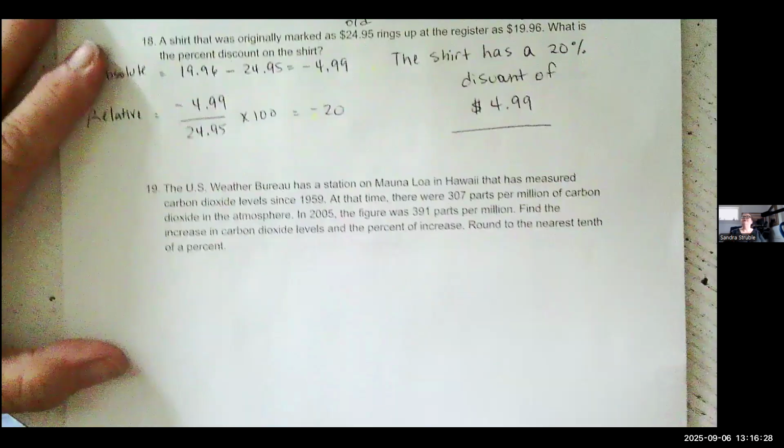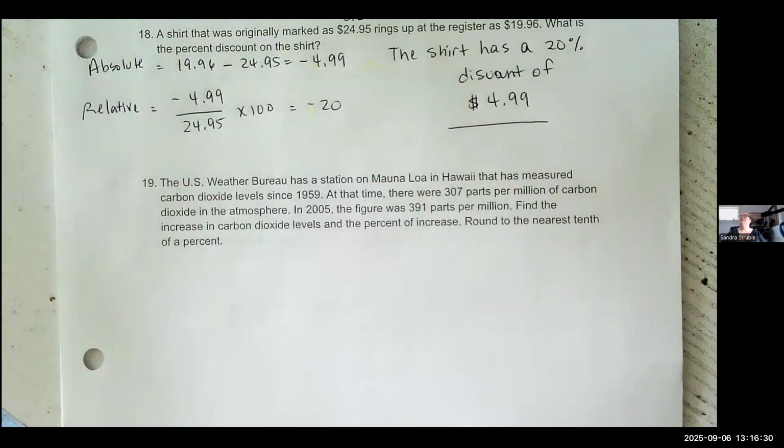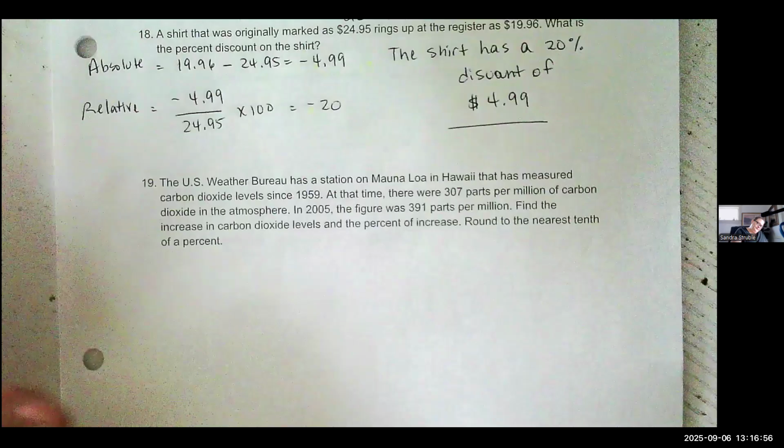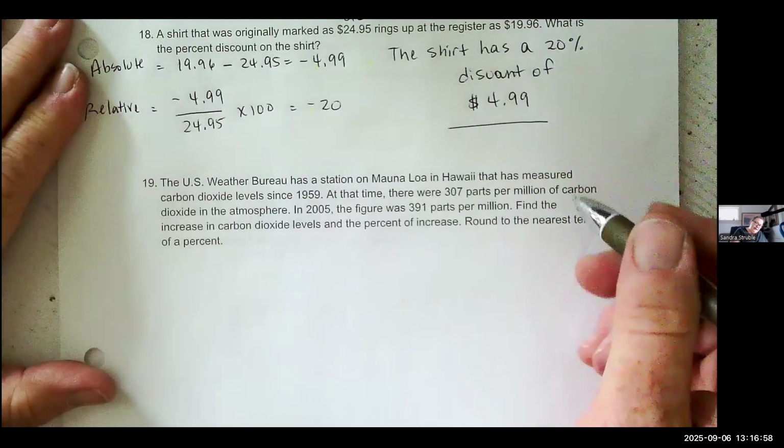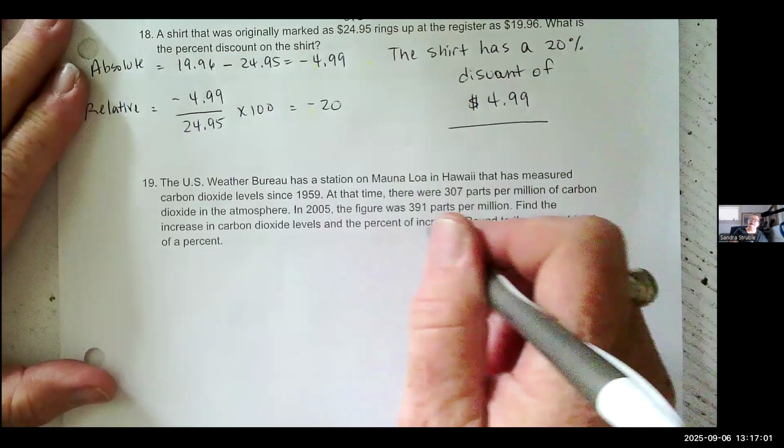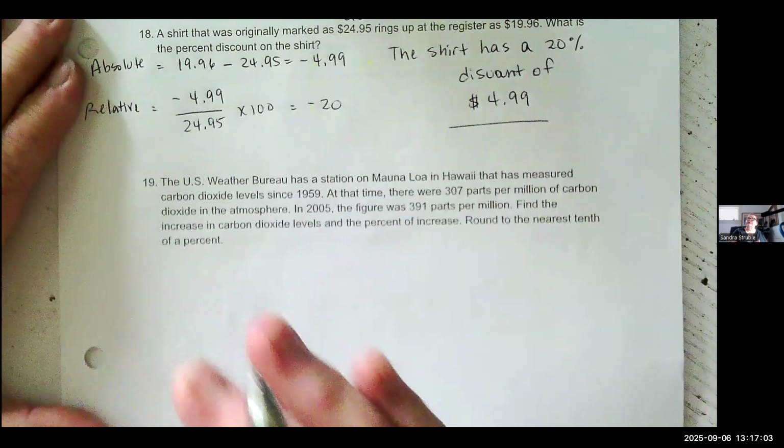All right, the U.S. Weather Bureau has a station in Mauna Loa, Hawaii, that has measured carbon dioxide levels since 1959. At that time, there were 307 parts per million of carbon dioxide in the atmosphere. In 2005, the figure was 391 parts per million. Find the increase in carbon dioxide levels and the percent of increase. Round to the nearest 1/10 of a percent. So we're looking for absolute and relative. I know that because they're wanting us to find the increase as well as the percent of increase. So that's both absolute and relative change.